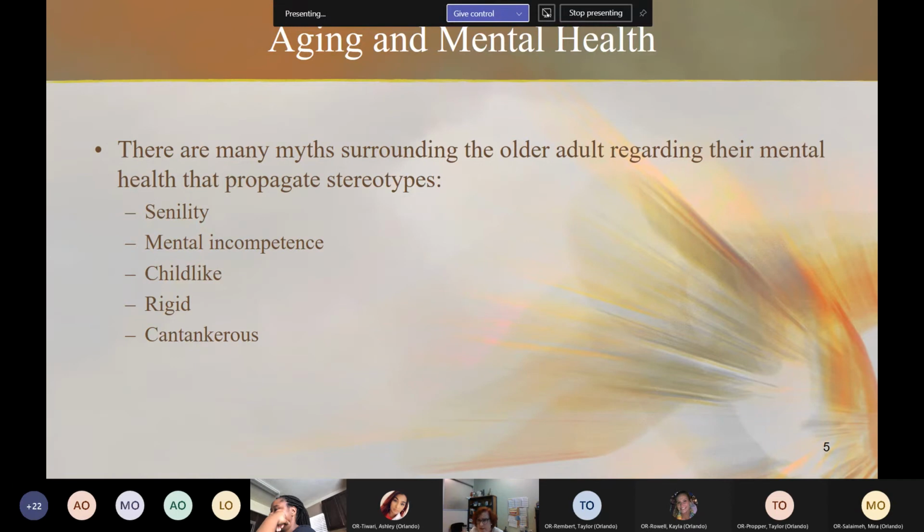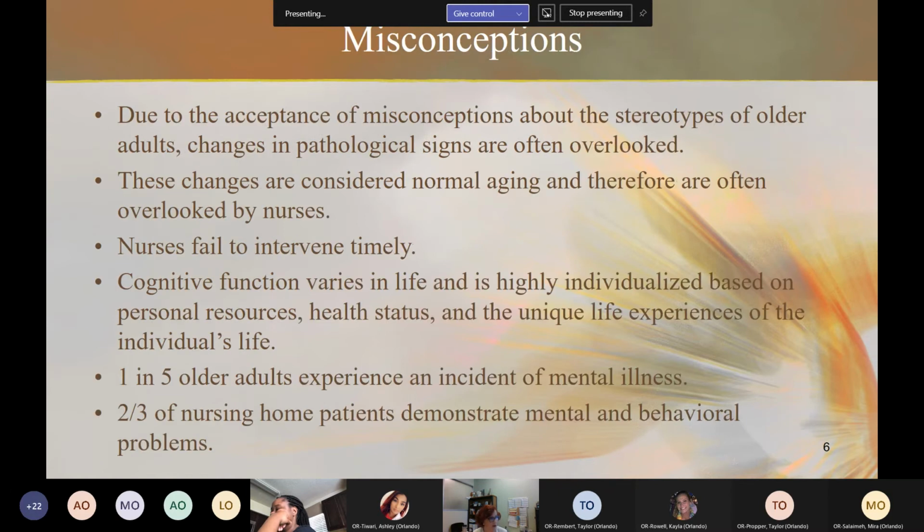90-year-olds, 100-year-olds, they can be out there acting just like adults. Some of them still work. So again, another myth. Being rigid and cantankerous, which we've kind of mentioned already. Obviously, that's also a myth. That's not true. So we need to think about what's causing some of these misconceptions.